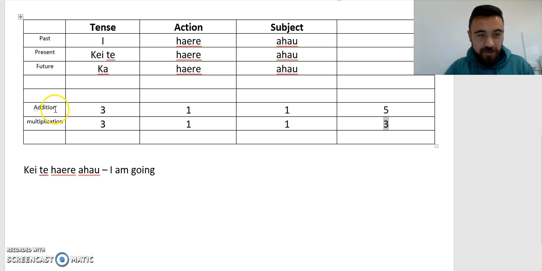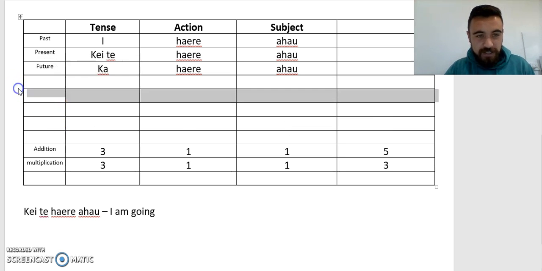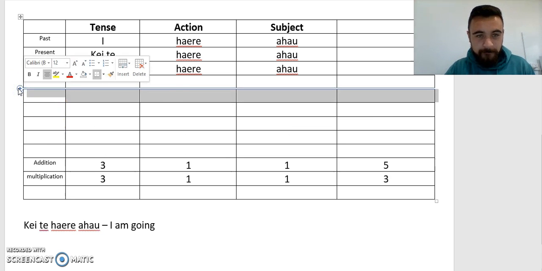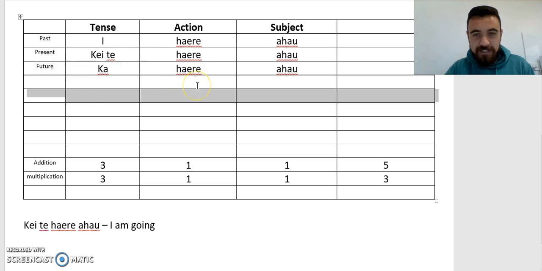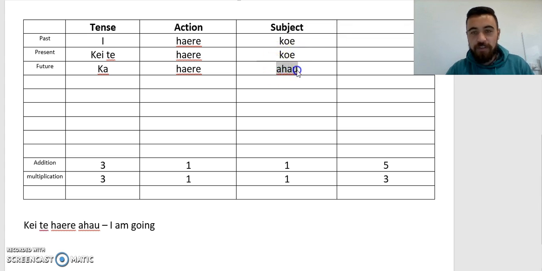All right, so this is where we start to multiply things out a bit. So let's say we change all of these to koe. Koe means you. So I am going, you are going. Kei te haere koe. I haere koe. Ka haere koe. So now we've learned 2.